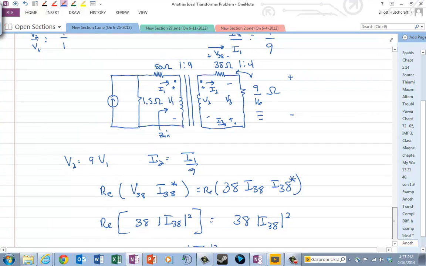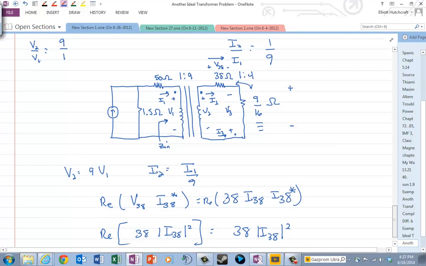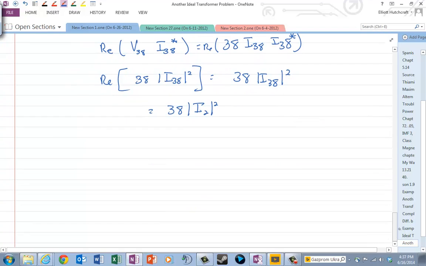Then, okay, now I could get the power in that 9/16. Again, I could use that current I2 and basically say it's I2 squared times 9/16. There's no problem with saying that. P absorbed by the 9/16 is going to end up being 9/16 times the magnitude of I2 squared, because that current is in series with all that.